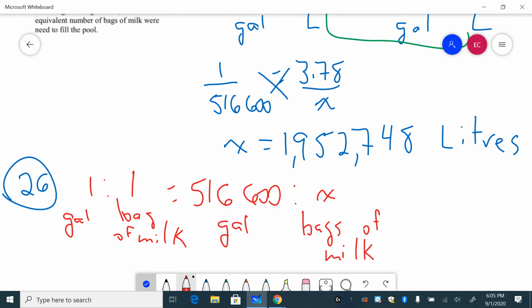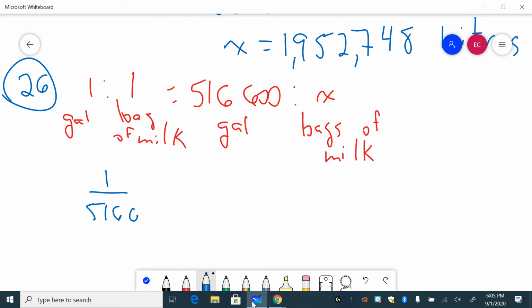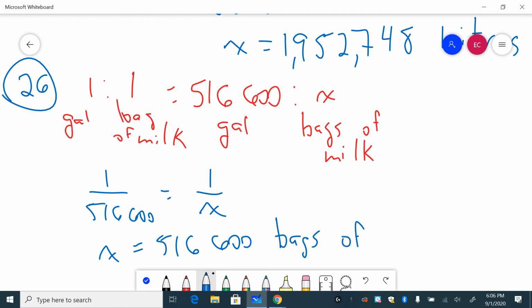Okay, so I'm just going to set up my ratios or my fractions. First one with first one, so 1 over 516,600 equals 1 over x. Cross multiply, they're 1, so that makes it easy. So x would equal 516,600. And what is that? Make sure you include that in your answer. It's bags of milk. And you're all done.